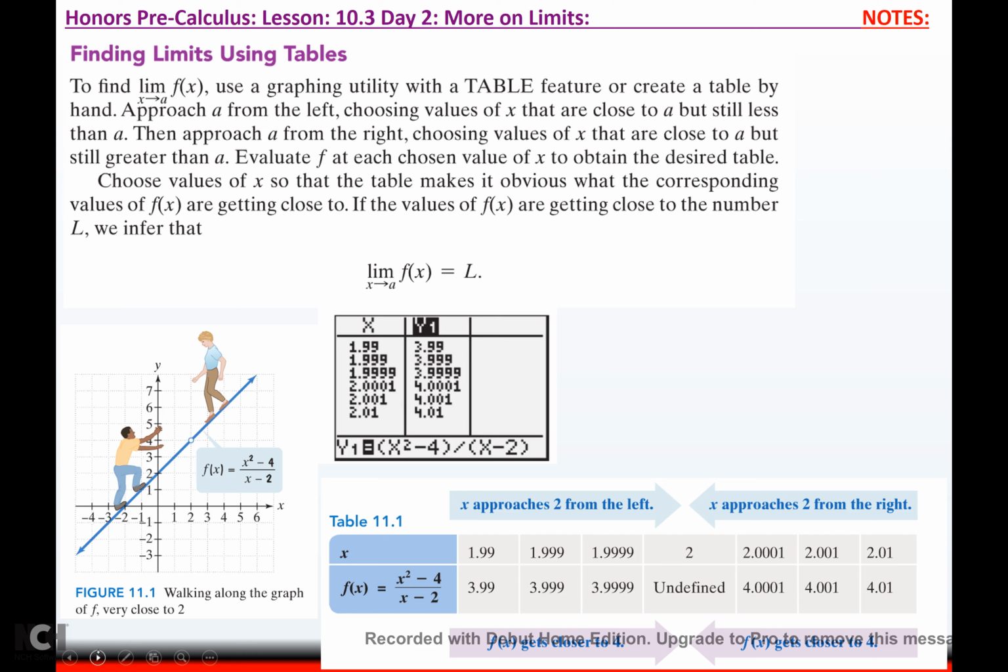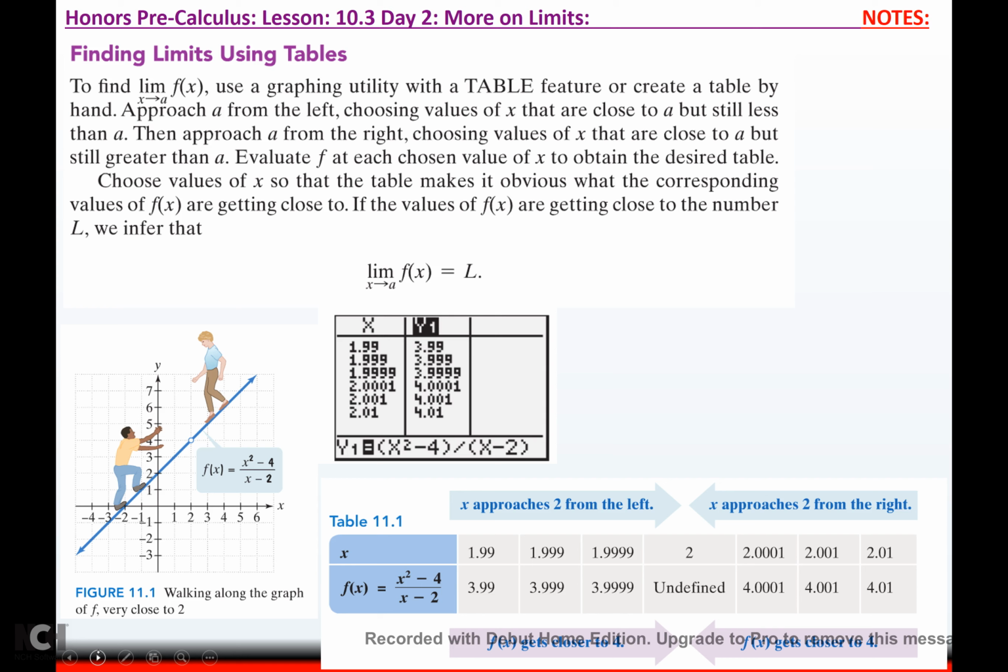To find the limit as x approaches a of f of x, we can use a graphing utility with a table feature, or we can create a table by hand. Approach a from the left, choosing values of x that are close to a but still less than a. Then approach a from the right, choosing values of x that are close to a but still greater than a. Evaluate f at each chosen value of x to obtain the desired table.